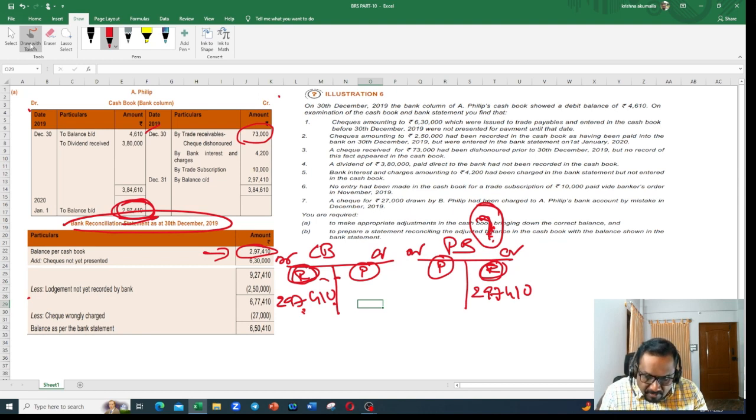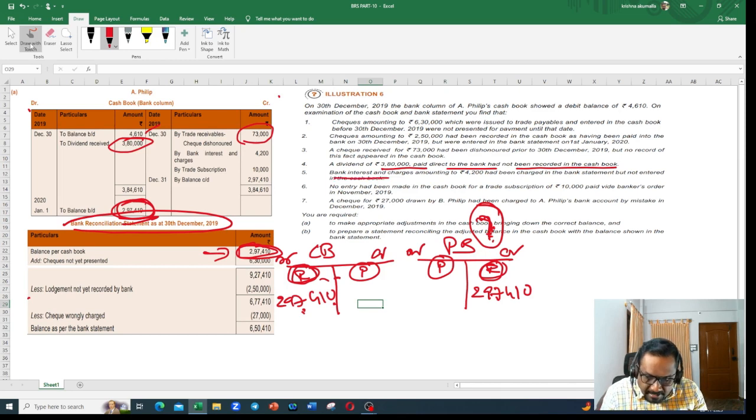Next, a dividend of 3,80,000 paid direct to the bank had not been recorded in the cash book. So we have already recorded this 3,80,000 here, right? So this is already adjusted in the cash book, and we got the adjusted cash book balance. The same adjusted cash book balance has been taken into account here. So that means this entry was already adjusted in the cash book, and there is no need to bring it in as a part of reconciliation.